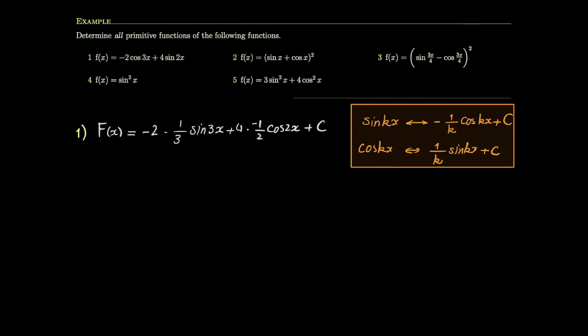For the first number, minus 2, why isn't it 1 over minus 2? No, minus 2 is a constant. k is the number that appears inside. Okay, and if you want to simplify this a little bit, this becomes minus 2/3 sine 3x minus 2 cosine 2x, and then I have a constant c. That's the answer. This is an E-level question, yes?